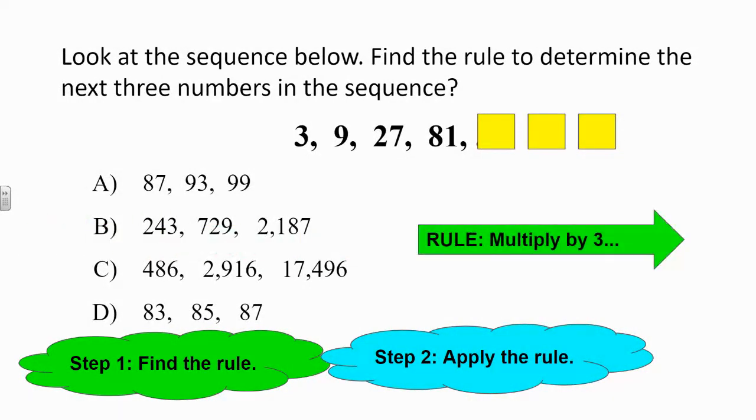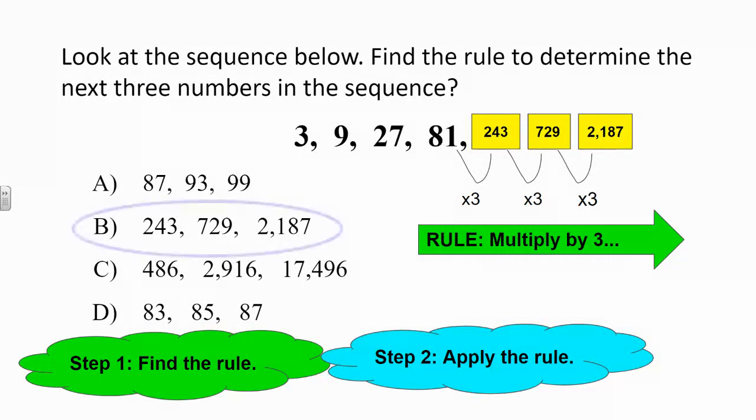Starting at 81, I'm going to apply the rule of multiply by 3. 81 times 3 is 243. Times 3 again, 729. And 729 times 3, 2,187. Let's hope I have the right one circled. So that would make the correct answer, answer choice B.